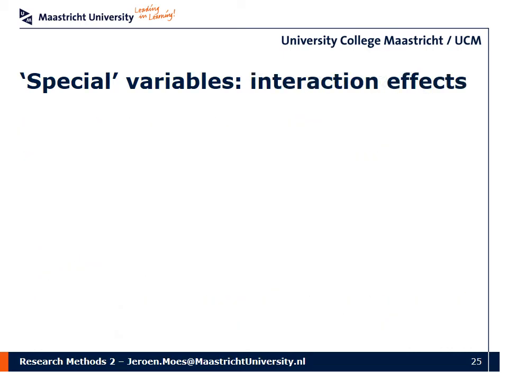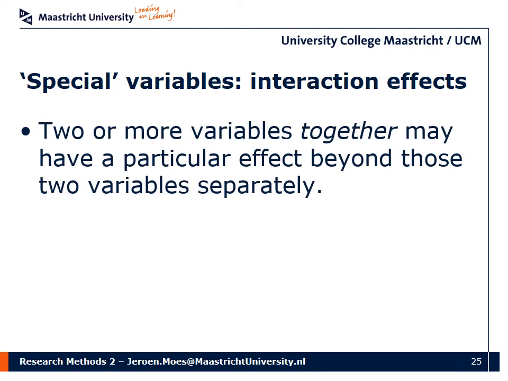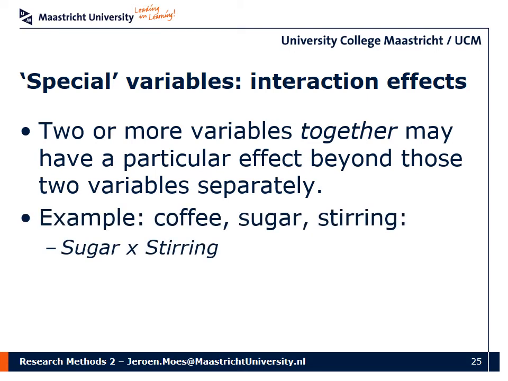A second set of special variables are what's called interaction effects. It's really an effect, but when using it in SPSS, you include it as if it is a variable. And what this means is 2 or more variables together may have a particular effect beyond those 2 variables separately. So one example would be if you drink coffee or tea and you like it sweet, you want to add some sugar, of course, to it, but just adding sugar doesn't do much. You need to stir it as well.